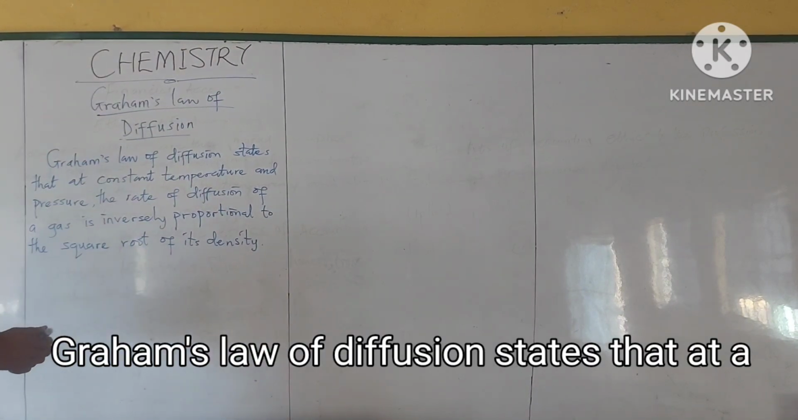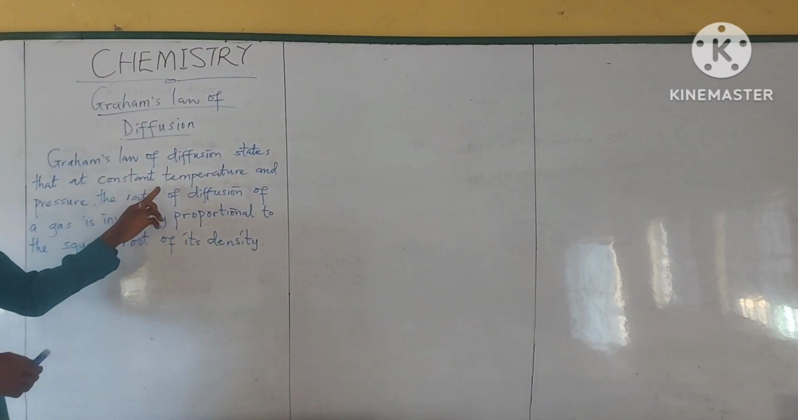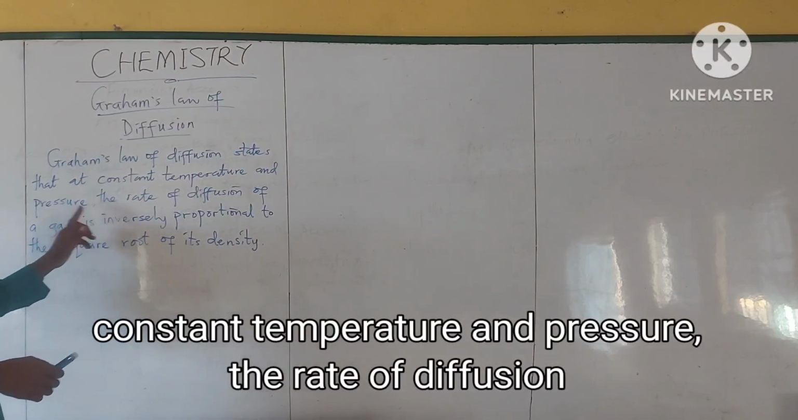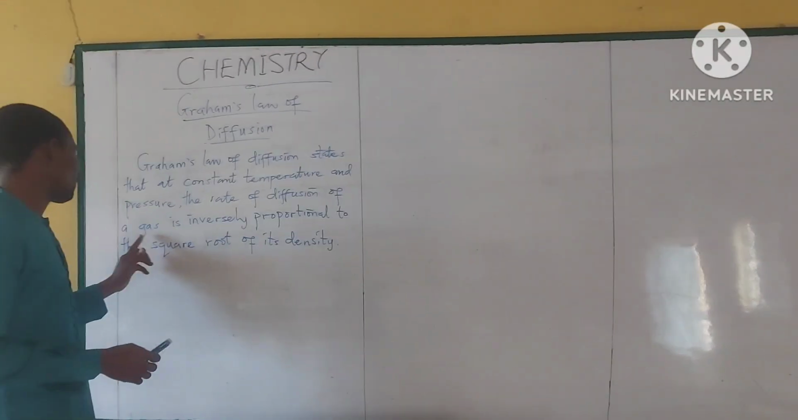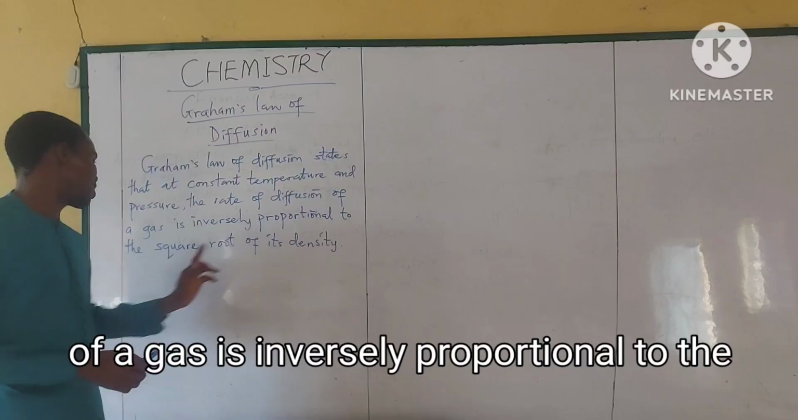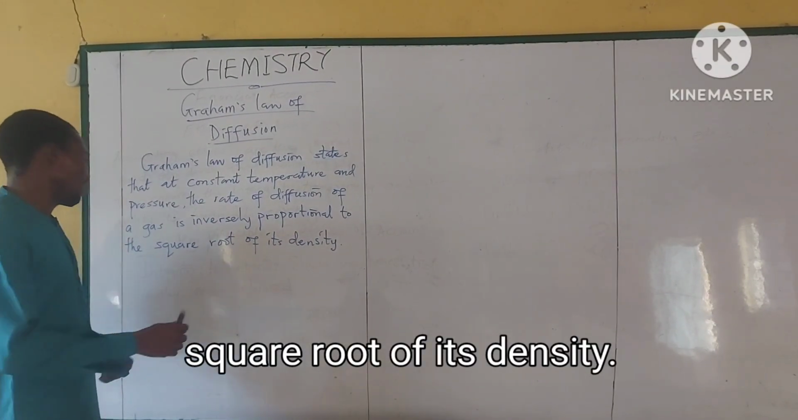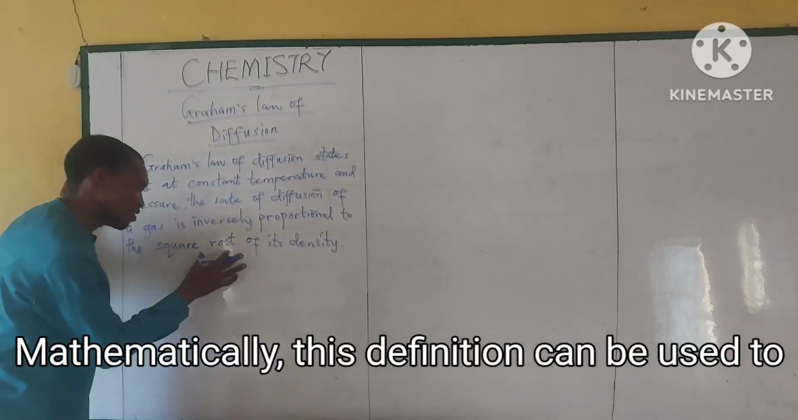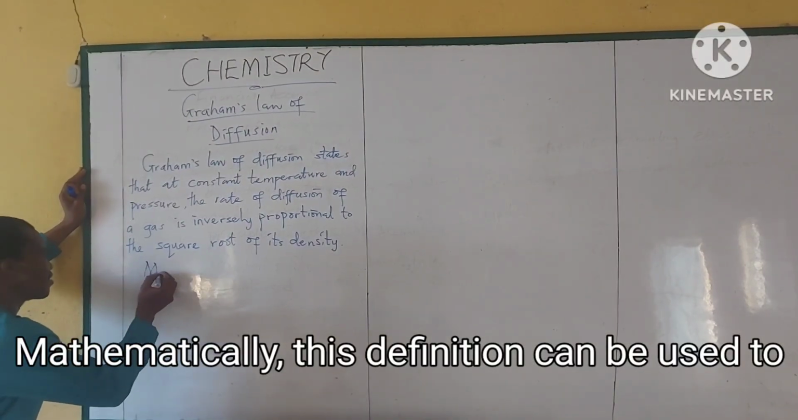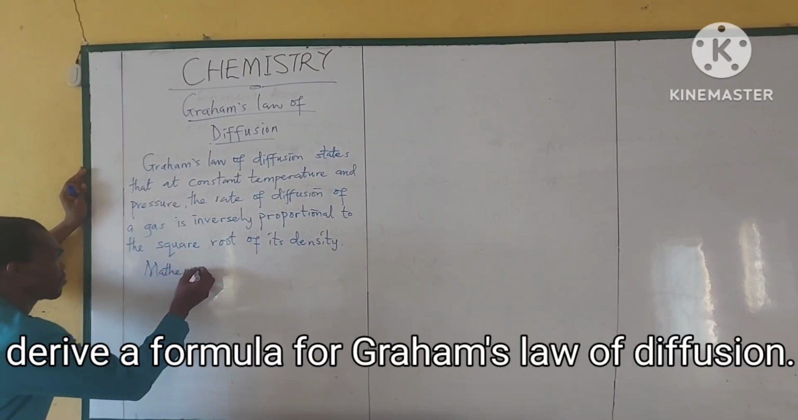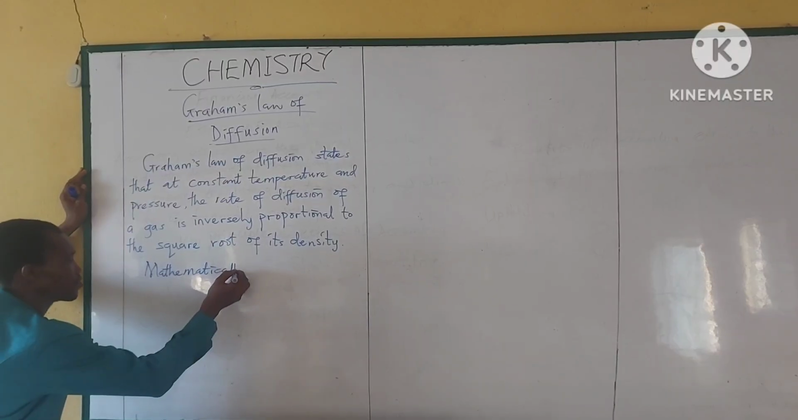Graham's law of diffusion states that at a constant temperature and pressure, the rate of diffusion of a gas is inversely proportional to the square root of its density. Mathematically, this definition can be used to derive a formula for Graham's law of diffusion.